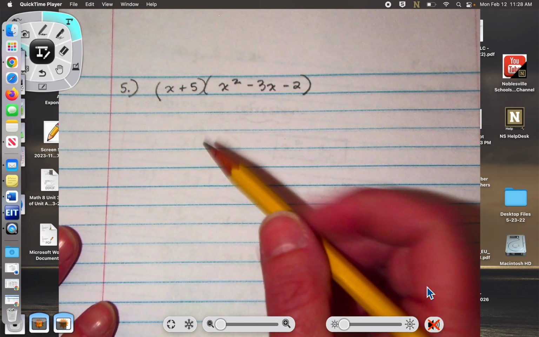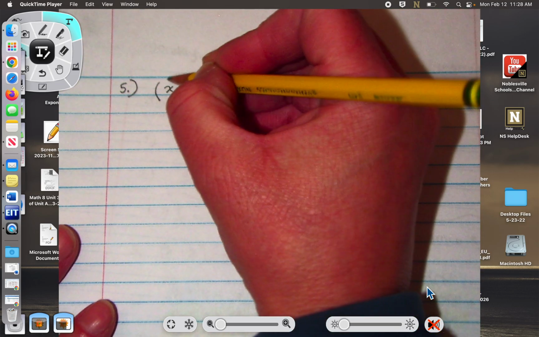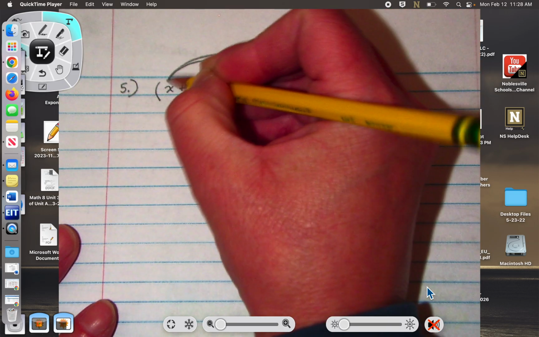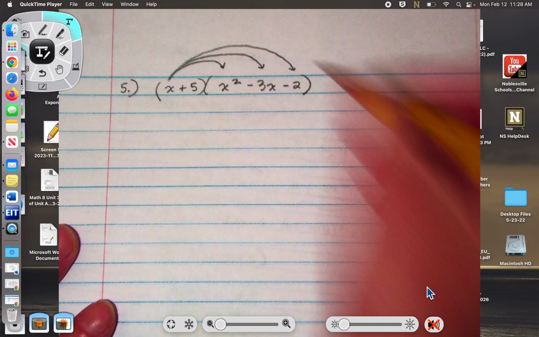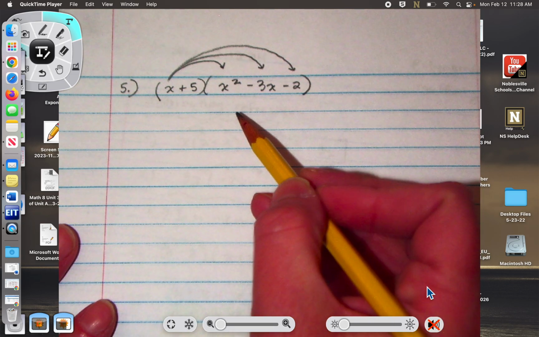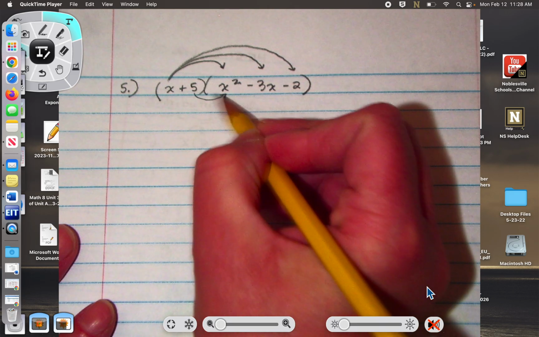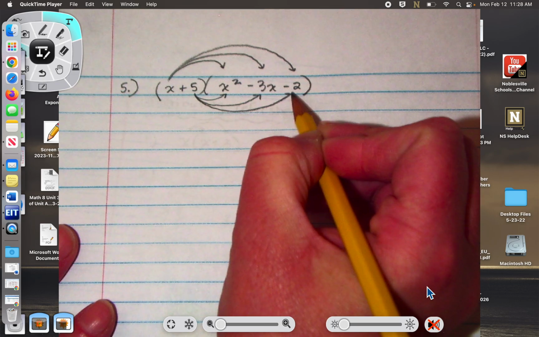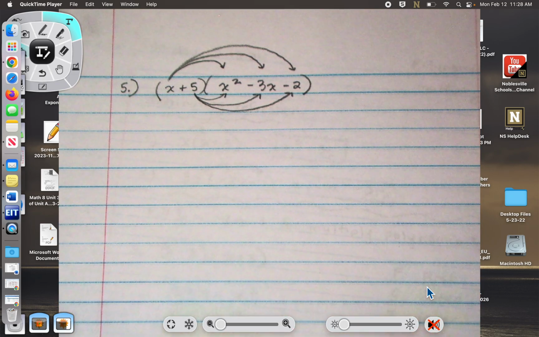So for this problem, we're going to draw a lot of arrows. We're going to do 3 arrows from our first term to all 3, and we will multiply those out. And then we will do under arrows for the second term with all 3, so that way we don't miss anything, right?